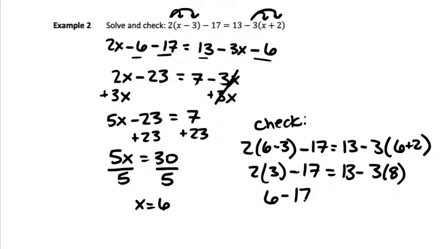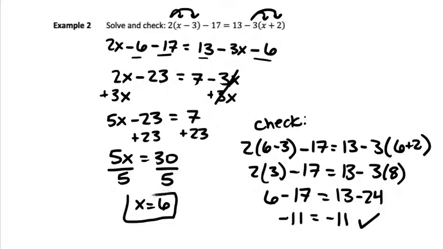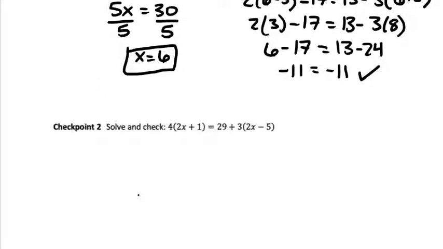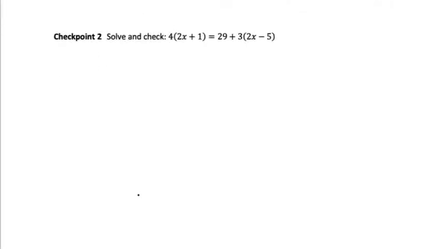So we have 6 minus 17 on the left side. We have 13 minus 24 on the right side. Both of those are going to be equal to negative 11. So we got the same thing on both sides of the equation, so it works. So x equals 6 is my answer. So next you should do checkpoint problem number 2. Do this in your notes, check your answer, and then you can do the homework for this section.